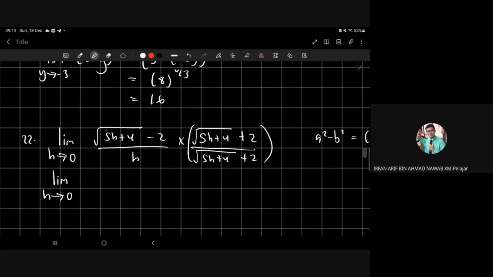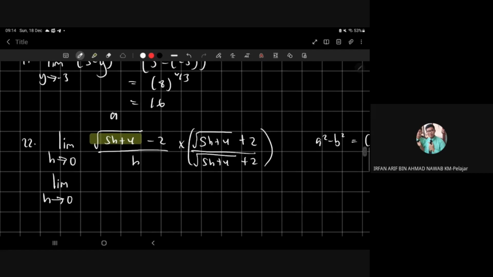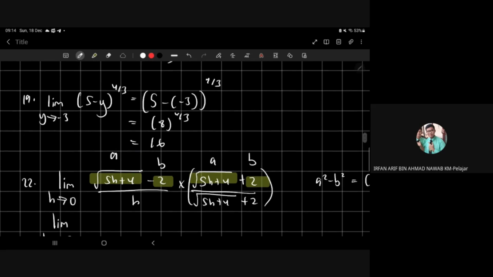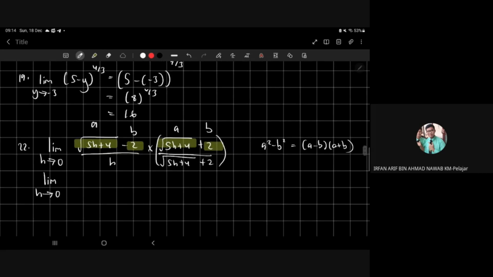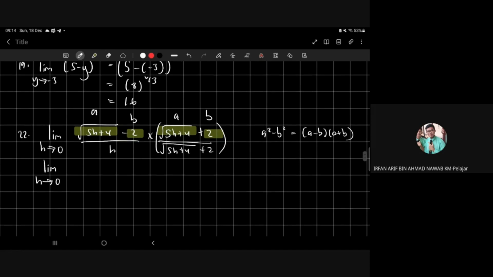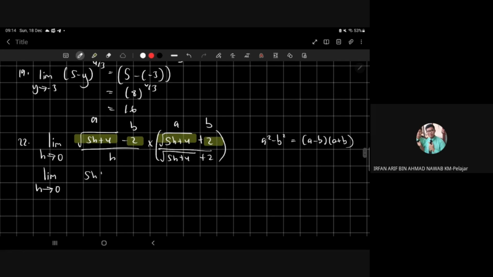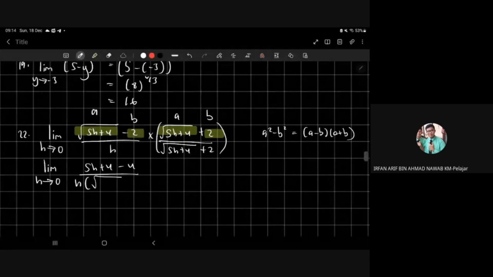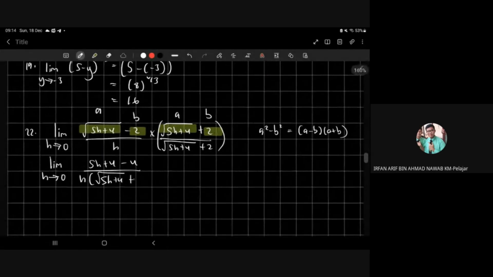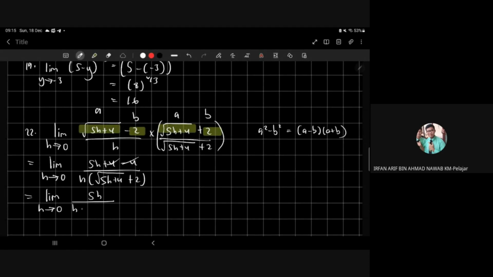Okay, let's say this term here is our a, and this term here is our b. Same goes for the other terms. The 2 is b, and the square root of 5h plus 4 is a. So if we compare it to the right side here, a squared minus b squared is equal to a minus b, a plus b, then we should get 5h plus 4 minus 4, divided by h times the square root of 5h plus 4 plus 2. And then for our numerator, we could simplify it. The limit where h approaches 0, 5h over h multiplied by the square root of 5h plus 4 plus 2.